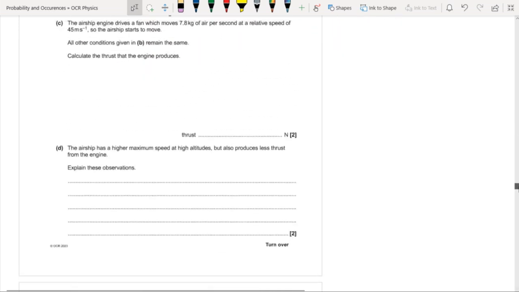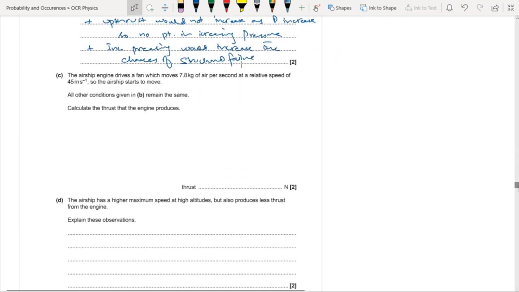Moving on. The airship engine drives a fan which moves 7.8 kilograms of air per second at a relative speed of 45 meters per second. So the airship starts to move. All the conditions B remain the same. Calculate the thrust that the engines produce.